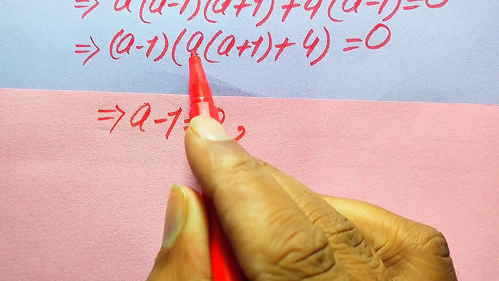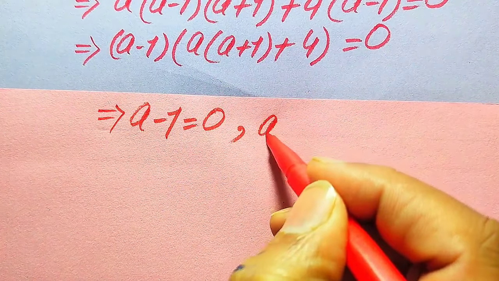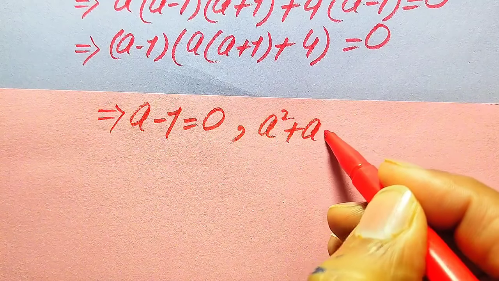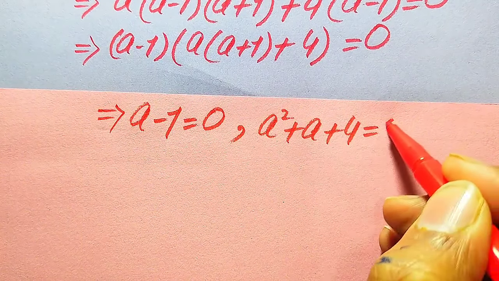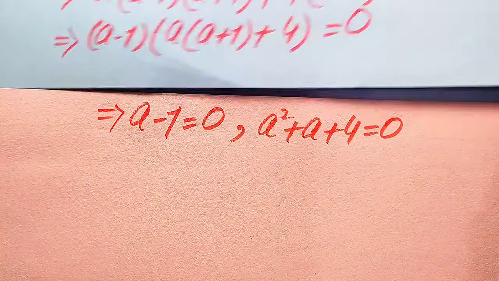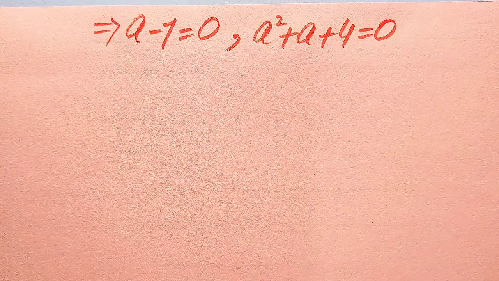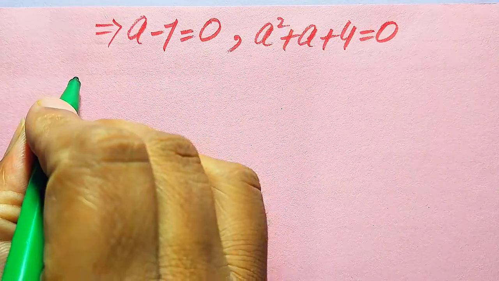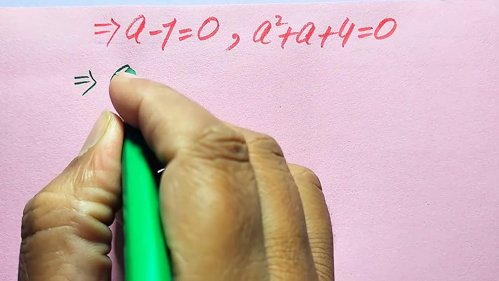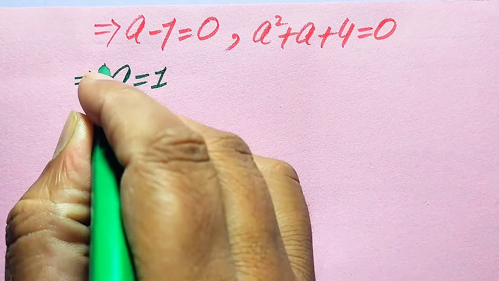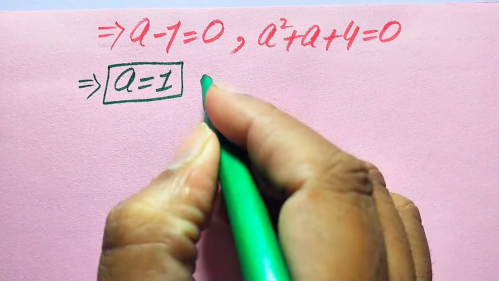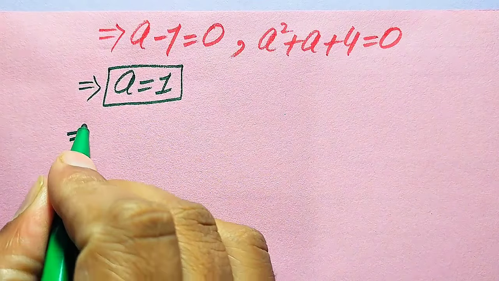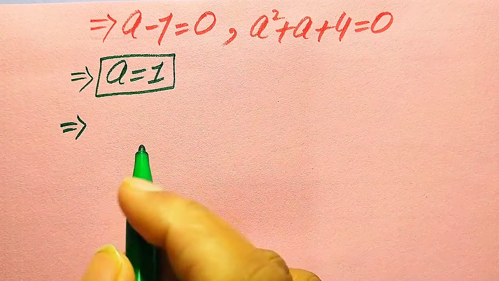When we multiply a on both of these values, it becomes a square plus a plus 4 equals 0. Further, in the next step, from the first case we get a equals 1. This is the first real root of the given equation, and now we need to move backward and back substitute the value of a.